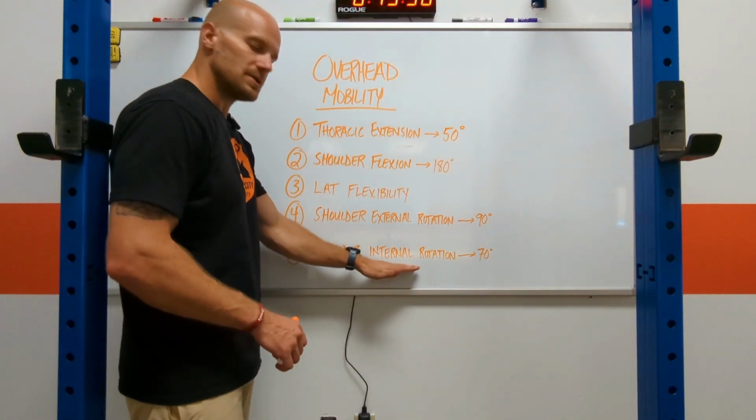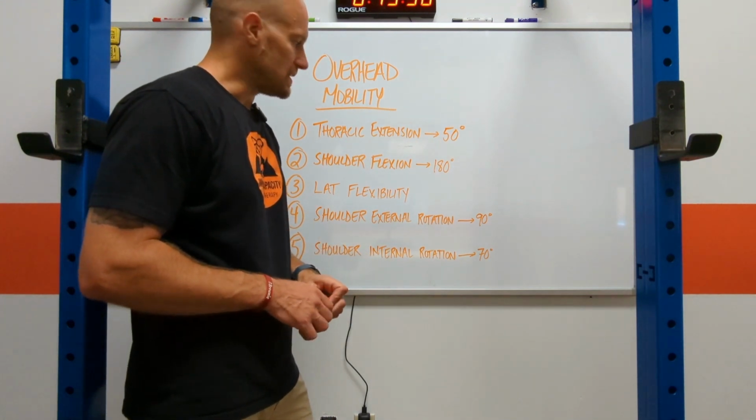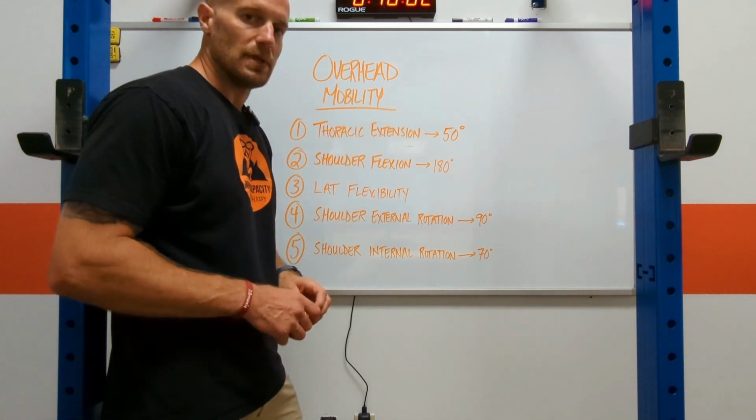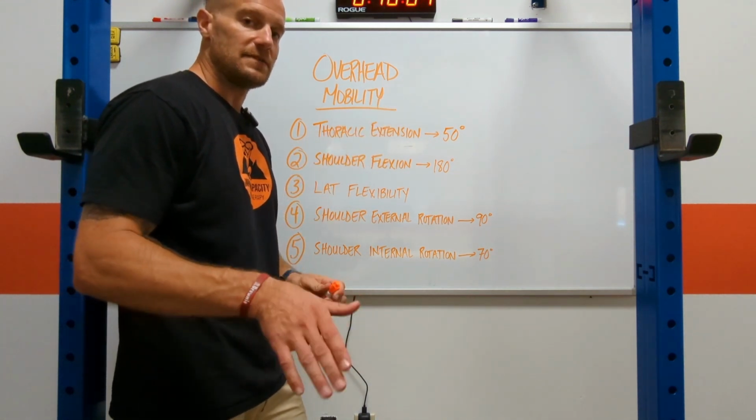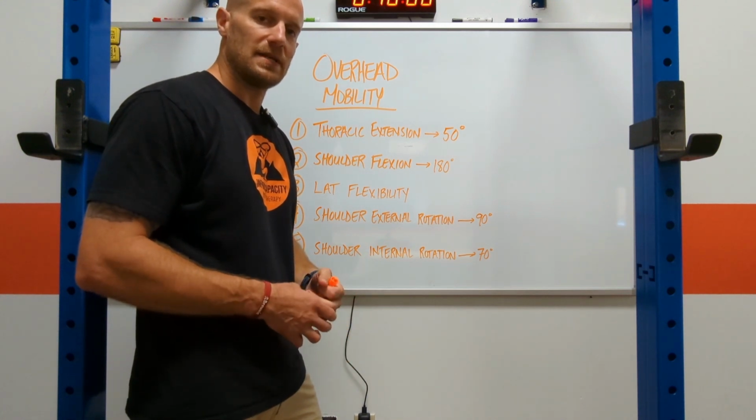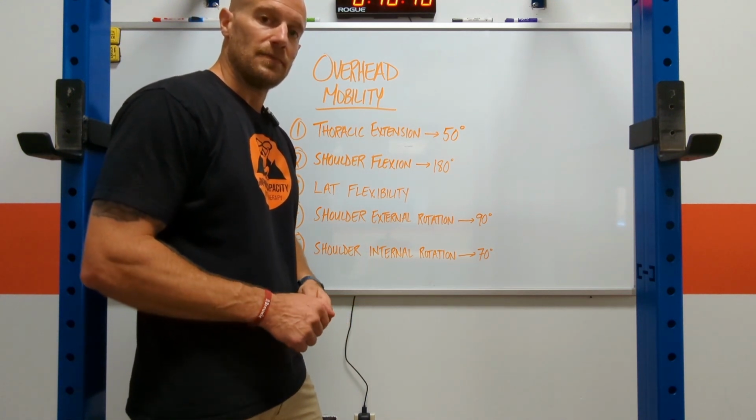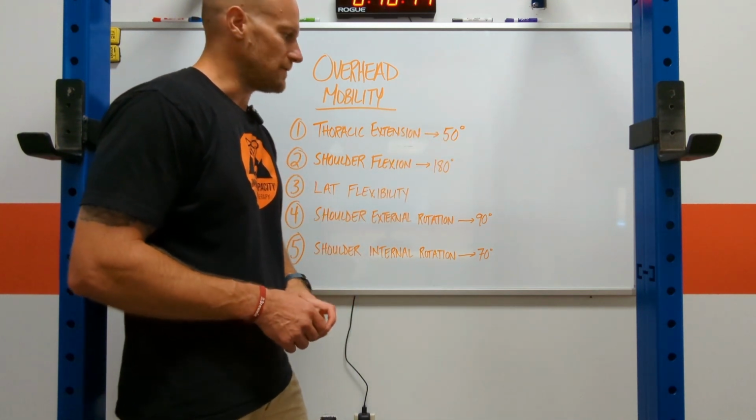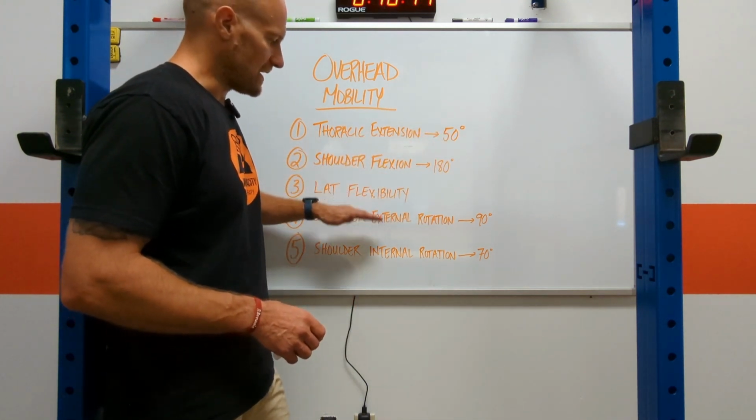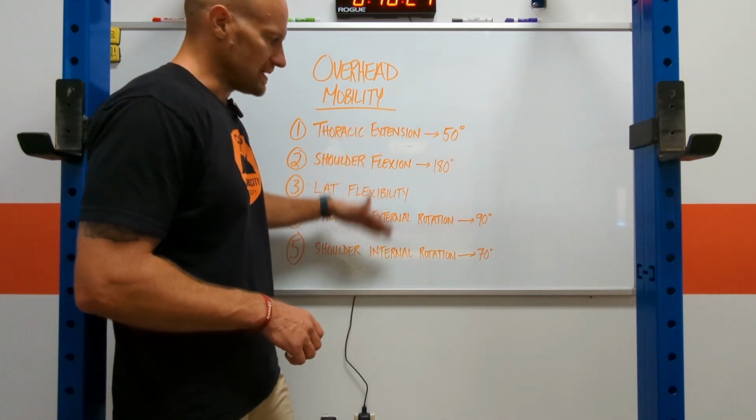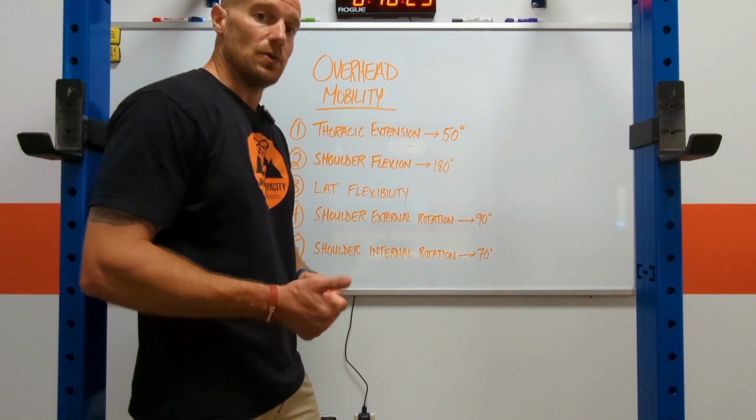So those are the 5 components that we need to look at when assessing complete overhead mobility. Each of these assessments is available on the Infinite Capacity website. Simply click on the link below and you will be sent to a series of videos so that you yourself can assess each of these 5 components to see if you are limited in any of these things that are limiting your overhead mobility.